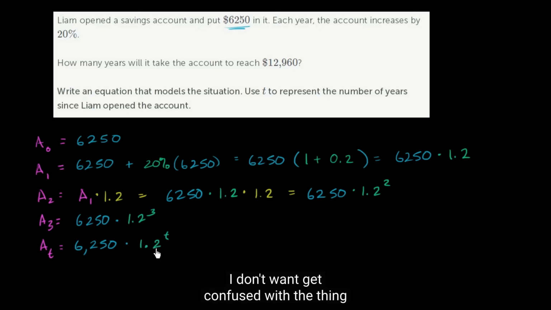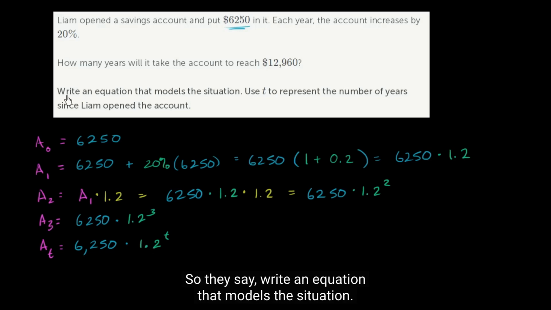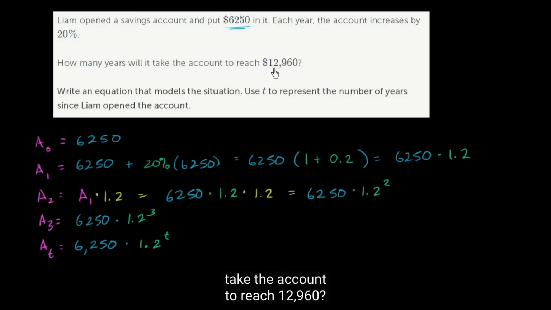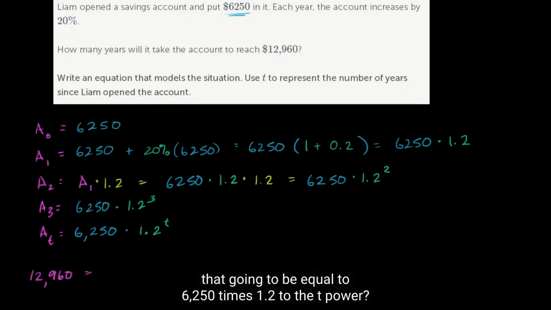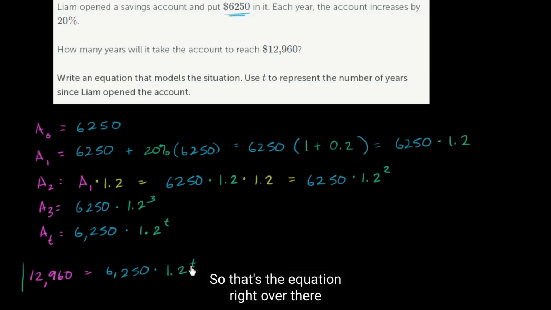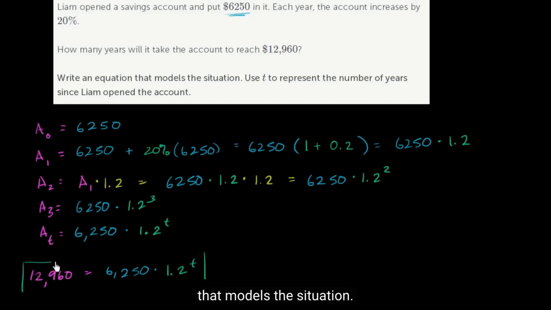I don't want to get confused with the thing that you use to take bytes with. Anyway, they say write an equation that models the situation. So we want to figure out how many years it will take the account to reach 12,960. So we essentially want to say, when is the account going to be 12,960? We could write 12,960. When is that going to be equal to 6,250 times 1.2 to the t power? So that's the equation right over there that models the situation.